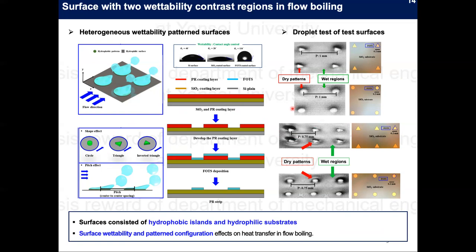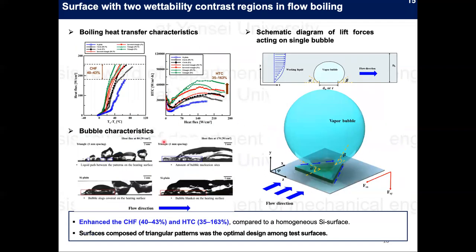In addition, to confirm whether the tested substrates were successfully fabricated, I conducted a droplet test on the structural surfaces as shown in the figure on the right. When a droplet is deposited on the tested surface, a liquid film will only cover the hydrophilic substrate, while the hydrophobic pattern region remains dry. According to the experimental results, only wettability pattern surfaces reveal a higher critical heat flux compared to the silicon substrate, at 40 to 43%. And among the wettability pattern surfaces, the critical heat flux did not show a strong dependency on the geometry of hydrophobic pattern arrays.